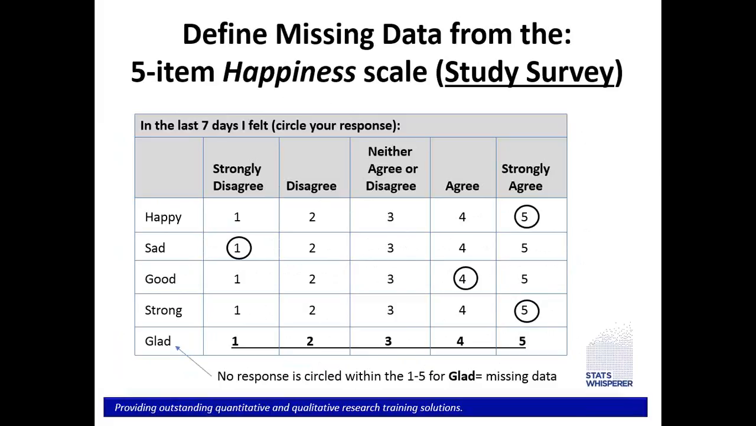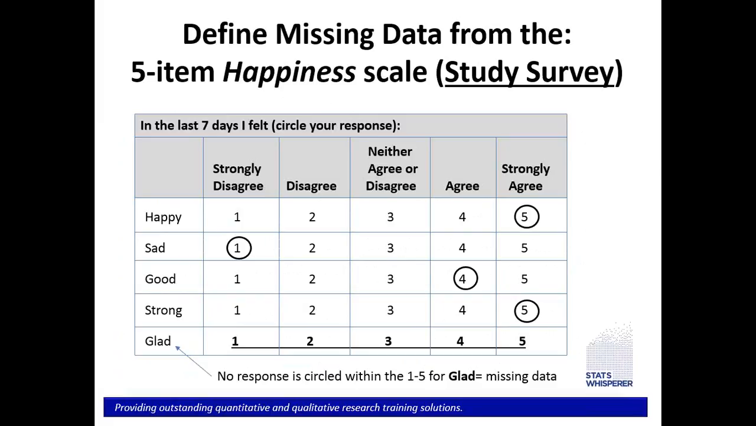Now here we go. This would be the study survey. This is how it would look with a missing data point for the 5-item happiness scale, okay? So imagine this is the study survey. It's a hard copy, a hard piece of paper, and someone's handed it to you for entry into SPSS, right?